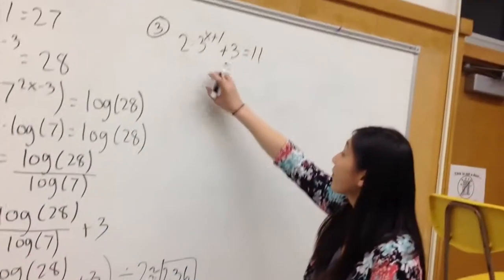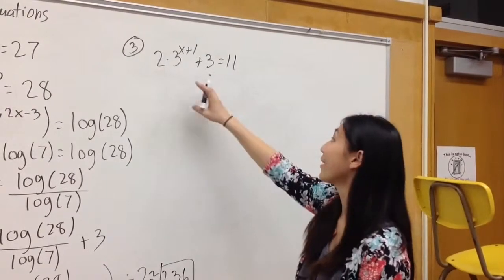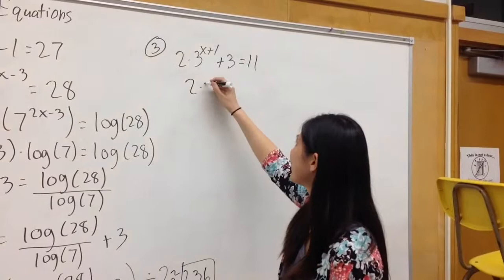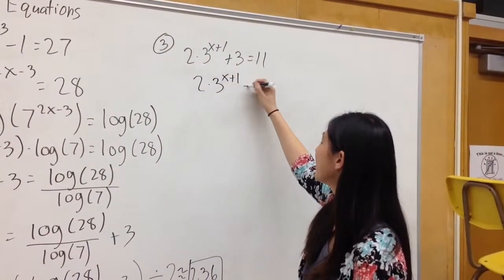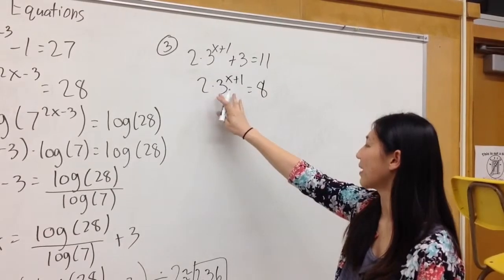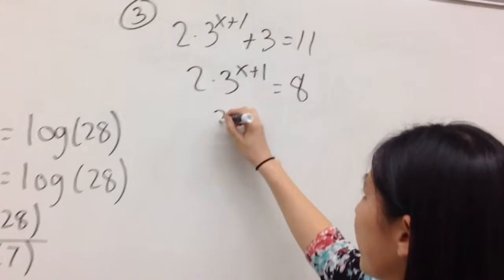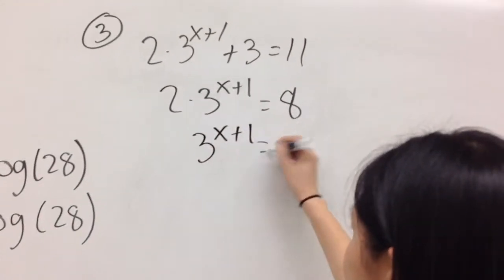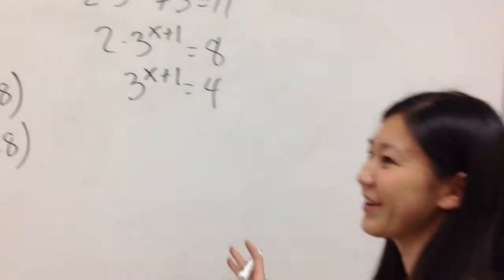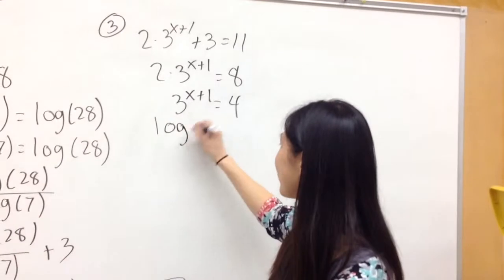All right, now for our last example, we're going to subtract 3 from both sides first, because we're adding here. So it's 2 times 3 to the x plus 1 is equal to 8. Now we want to divide by 2 because, again, we want to get this exponent thing by itself. So we're dividing by 2 on both sides, and that's going to equal 4 now. And now, how do you get an exponent out of a tree? You hit it with a log. So we're going to hit it with a log on both sides.